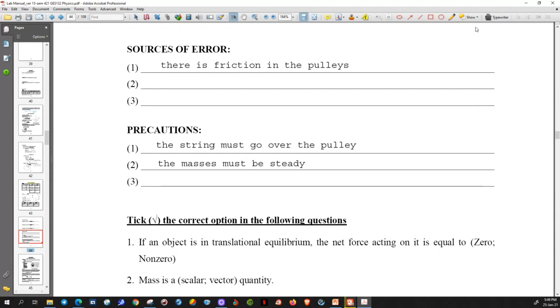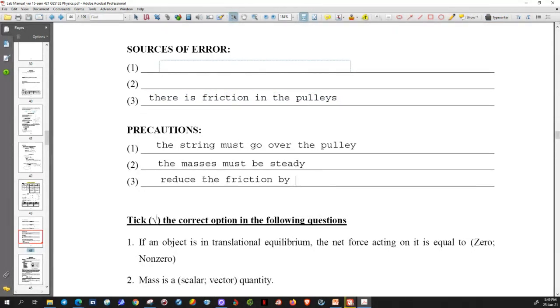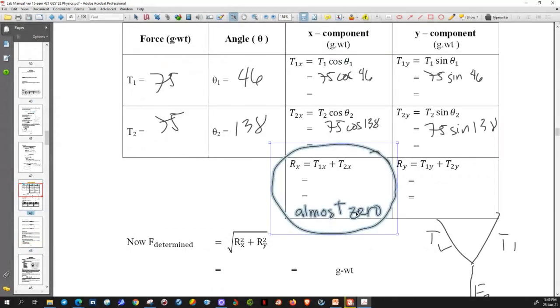What's the precaution? So if you have this type of source of error, you can write a precaution. This is number 3, okay? What's the precaution? That means how you fix or prevent it. You can reduce the friction by using lubricant, just like in an engine. To reduce the friction, you have to use a lubricant, an oil, okay? So this is the reason why this is not exactly 0, but almost 0, okay?